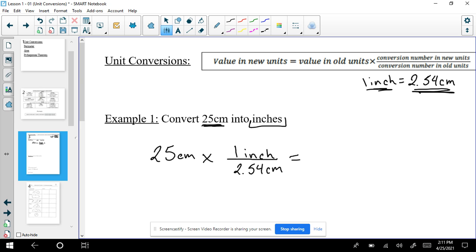So from here, I can actually cancel out my centimeters because I have centimeters being multiplied up here and centimeters being divided down here, so they can actually cross out. And so what I would do is I would do 25 times 1 divided by 2.54 centimeters, which is actually going to give me 10 inches. And then that would be my answer. So I would box my answer.